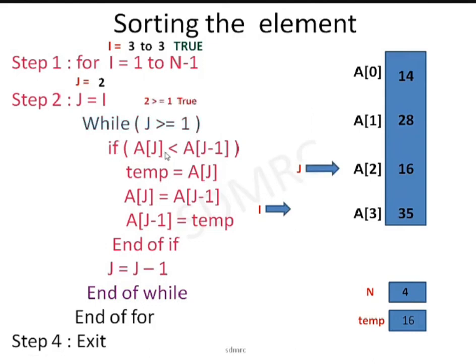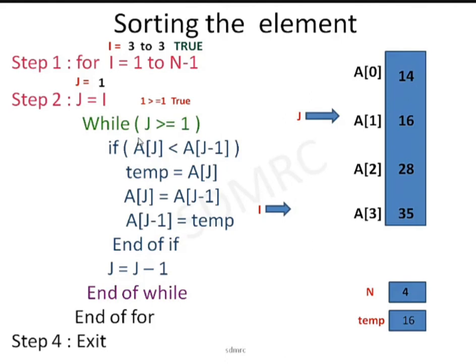A of j less than a of j minus 1, 16 less than 28, true. Interchange. Using temporary, temporary gets the value of a of j, that is 16. A of j gets the value of a of j minus 1, 28. A of j minus 1 gets the value of temporary, that is 16. End of if. J is equal to j minus 1, so 2 minus 1, 1. Still 1 greater than or equal to 1, true.